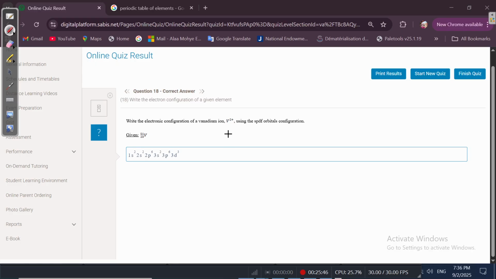Write the electronic configuration of vanadium 2 plus using the spdf orbital configuration. They give you that vanadium, being neutral, is 23. The atomic number is 23. When it loses 2 electrons, let's first write its normal electronic configuration: 1s2, 2s2, 2p6, 3s2.